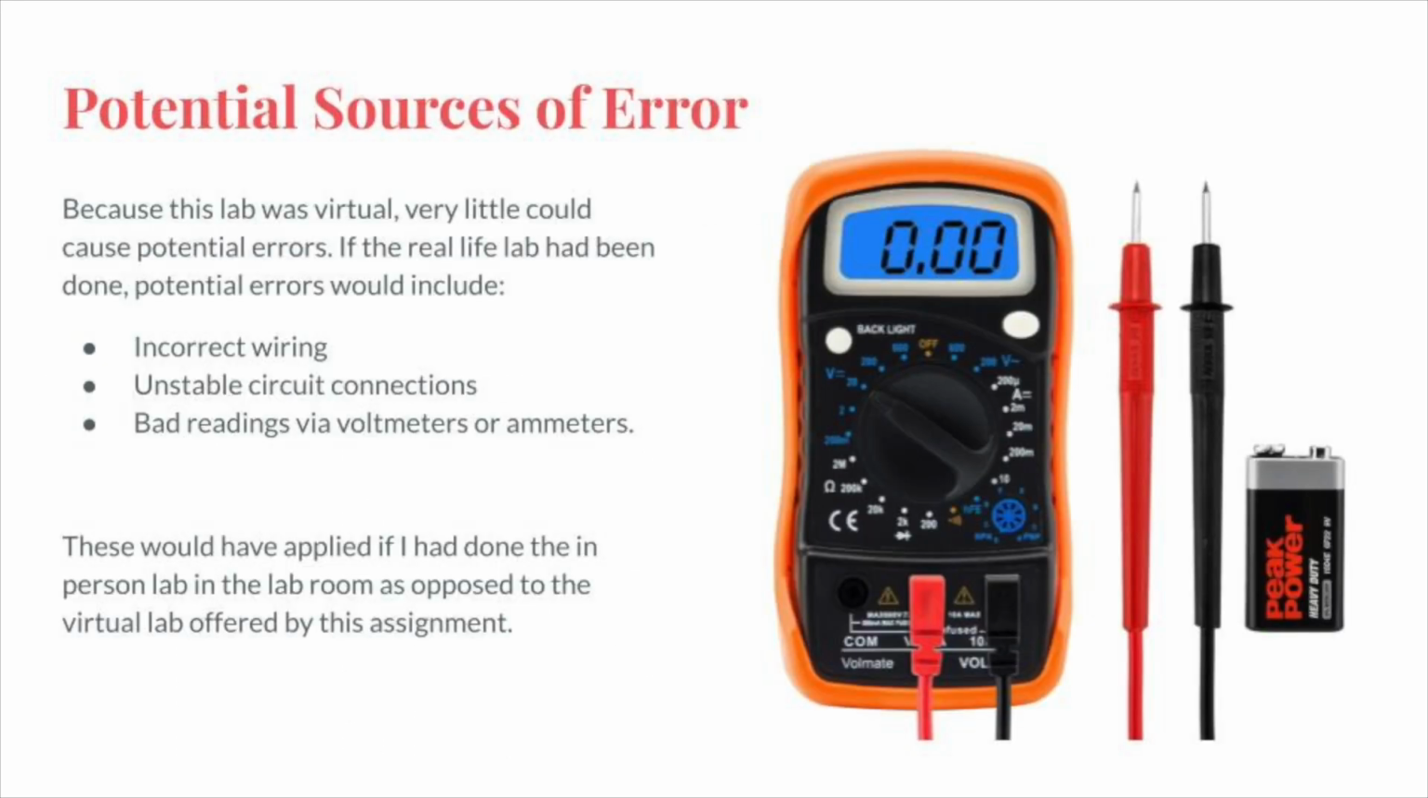Because this lab was virtual, very little could cause potential errors. If the real-life lab had been done, potential errors would include incorrect wiring, unstable circuit connections, and bad readings via voltmeters and ammeters. These would have applied if I had done the in-person lab in the lab room as opposed to the virtual lab offered by this assignment. A picture of a potential voltmeter that I could have used is shown on the right, along with a 9-volt battery.